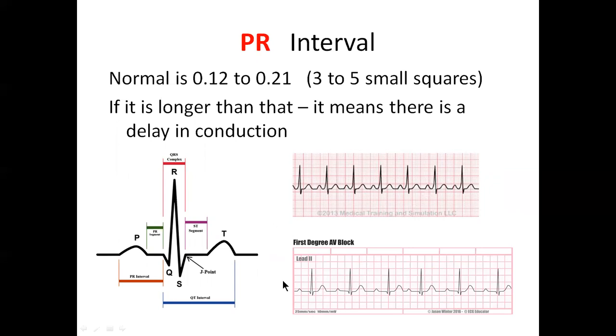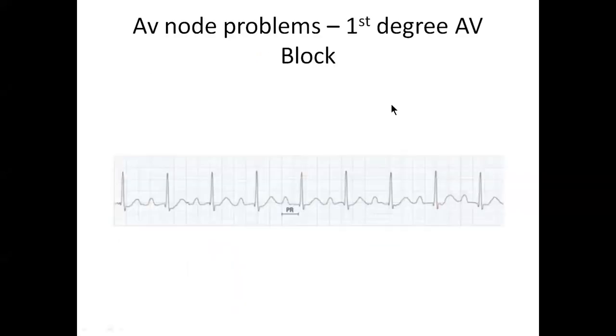And then in our first video, we learned about first degree heart block, where when we look at the PR interval, it was longer than 5 small squares. So we are going to build up on that theme. So this is another example for you. This is an AV node problem where it's getting delayed. The P wave is there, which means the sinus node is working, but the message is taking longer to get through the AV node. Okay, so that's called first degree AV block.